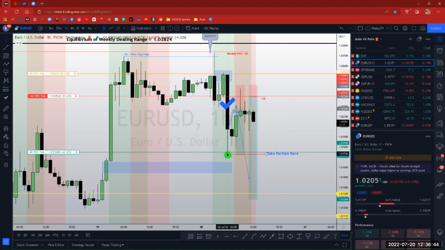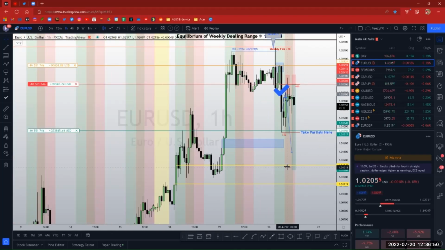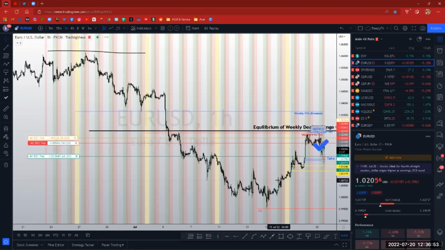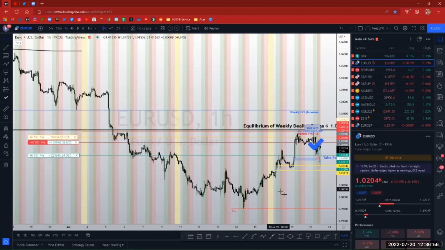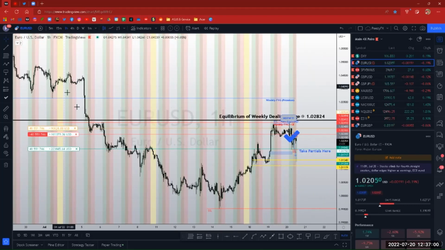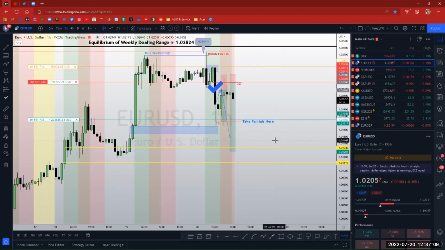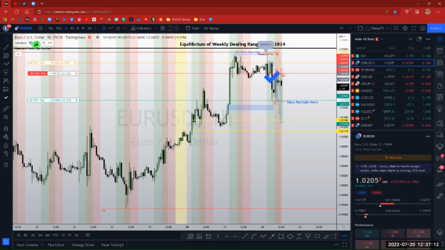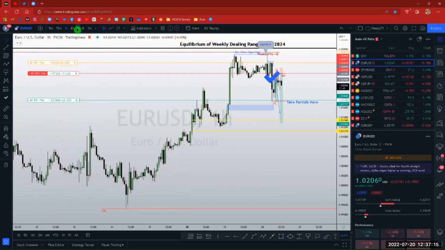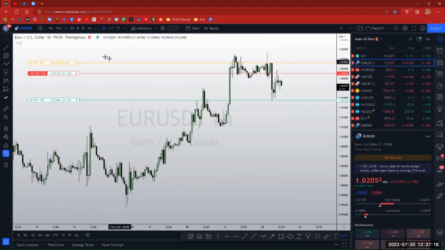I'm gonna take partials right here under this sell side liquidity, and keep in mind that we have been trading up, but I do think this is just a higher time frame retest, and this could be the end of the retest right here, guys. And this is the swing trader's setup, because this trade originated from a daily time frame. I wish I knew how to get rid of these lines. I don't like the lines, but I can't figure out how to get rid of them.